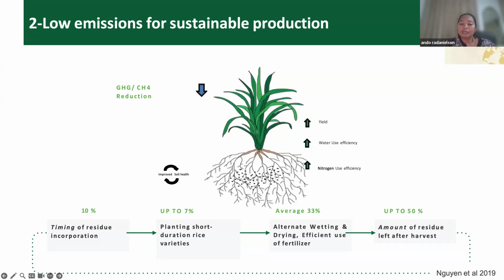Different meta-analyses that have been conducted by IRRI, including improved water management, straw management, and improved varieties, particularly short duration varieties, will meet these criteria, where yields are increased, resource efficiency is increased, but emissions are decreasing. And if we assume an additive effect of these, we may aim for 65% emission reduction. So next slide, please.